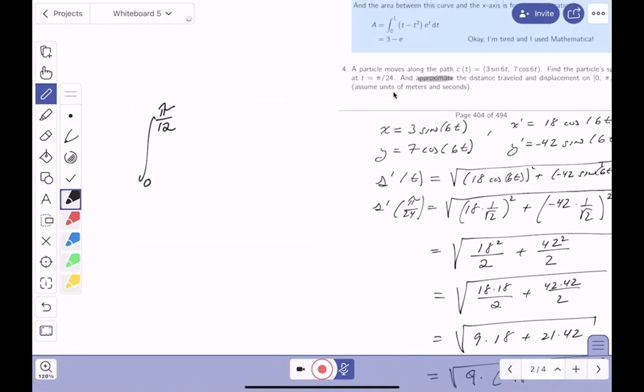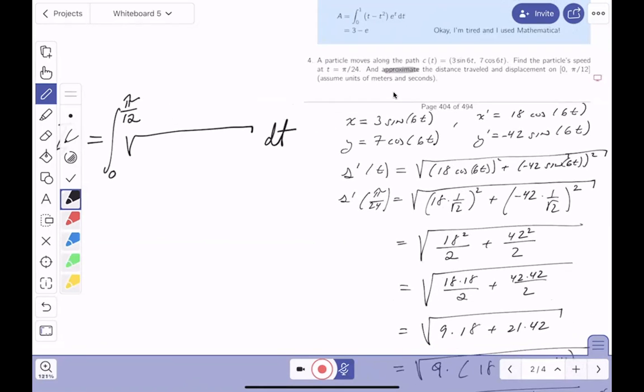And what did we call an arc length before? I think we called it in the notes, I think we called it L. It's going to be root, this will be dt over here. And then I'm going to put x prime down: 18 cosine 6t.